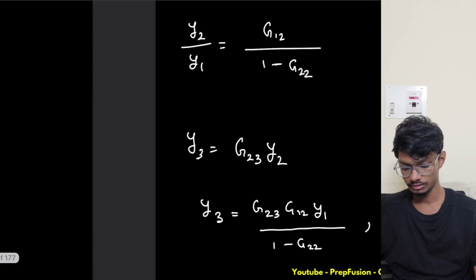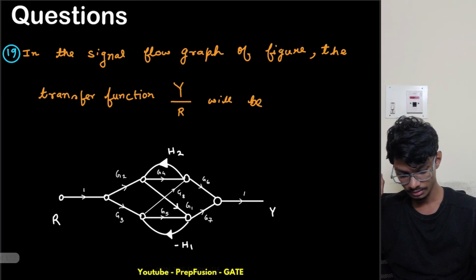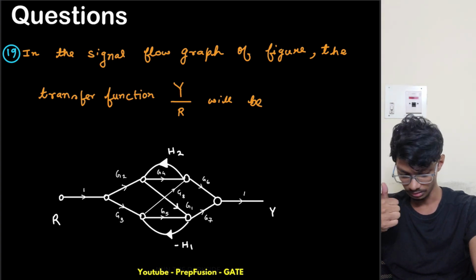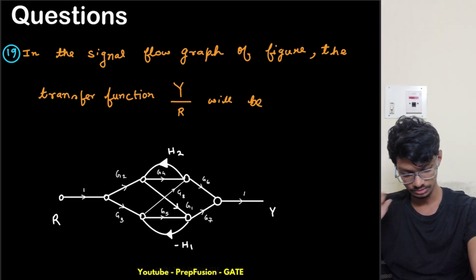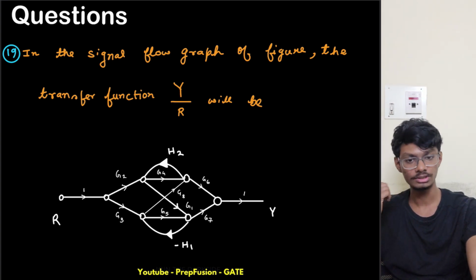So now we'll go back to our question, right? This question is a bit lengthy. So this will take me a bit of time, but I will solve this using Mason's gain formula only. I will not solve this using the other one, because this is very lengthy. Writing equations will be difficult for me.